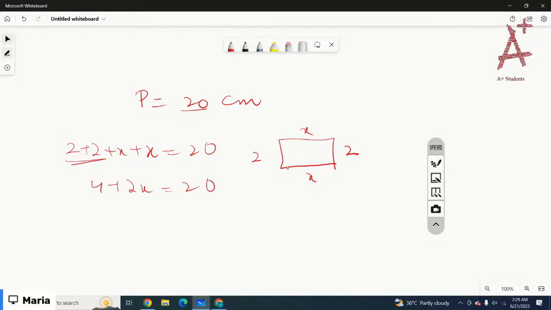Move 4 to the other side. If 4 is being added on this side, when you move it to the other side, it would be subtracted. So 20 take away 4 is 16. You can divide both sides by 2, so it will be x equals 8. 2 times 8 is 16. That means the length of the bookmark is 8. Got it?